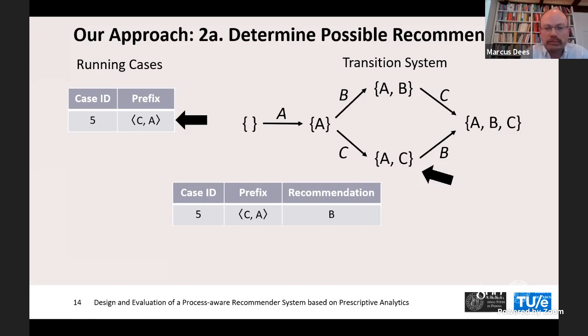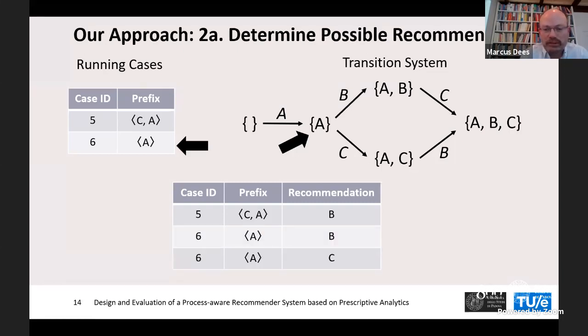Well, and then for the next running case, which has prefix A, we again look for state A in our transition system, and from A, both states AB and AC can be reached by respectively activities B and C. So the two activities that can occur when you're in state A both become a possible recommendation for our prefix A. And this way we create a list of possible recommendations for each running case.